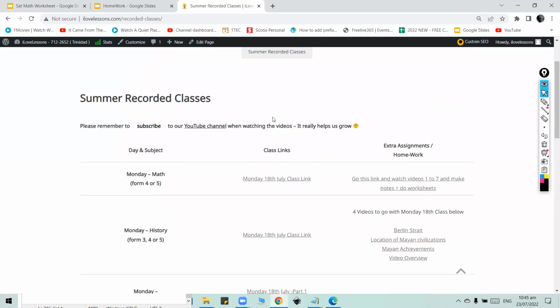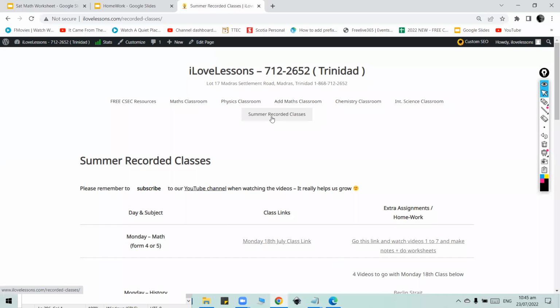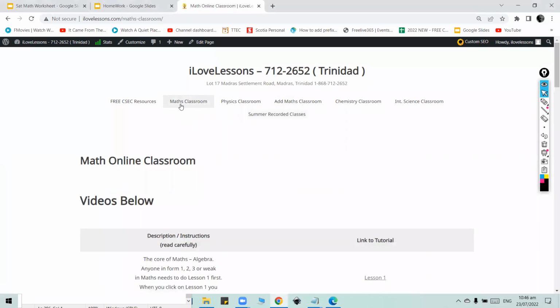Next on the list, everybody here needs to be very, very strong in algebra. It doesn't matter which topic you are doing in maths. If you're not good in algebra, you're going to fail maths. That's a given. For homework, you are going to go to the maths classroom. It's up here, clearly labeled in the menu. Click on the maths classroom, right?